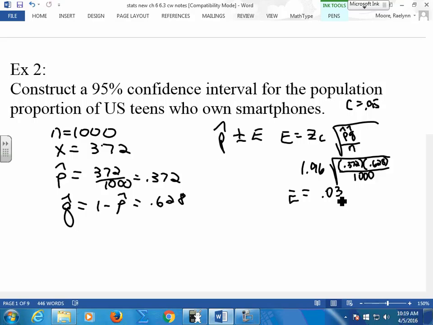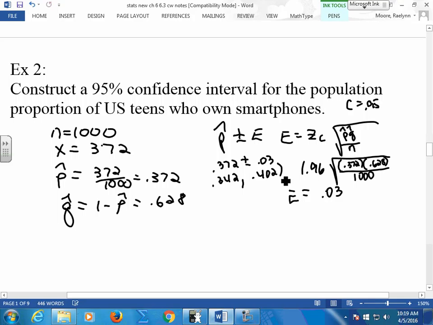So to build this, you're just taking your p hat plus or minus your 0.03. You leave it in decimals. It makes more sense, and at the end, if you want to flip it, you can, but it makes more sense this way. So you're going to get 0.342 to 0.402.